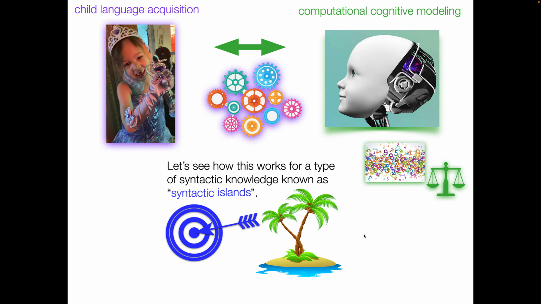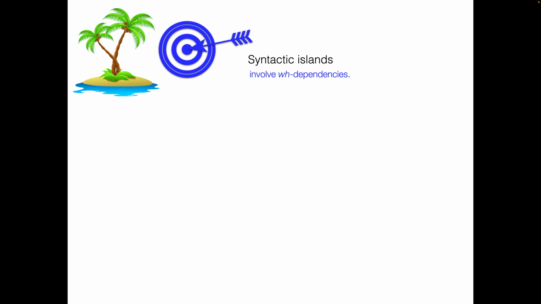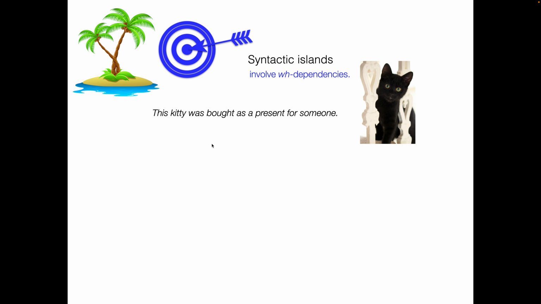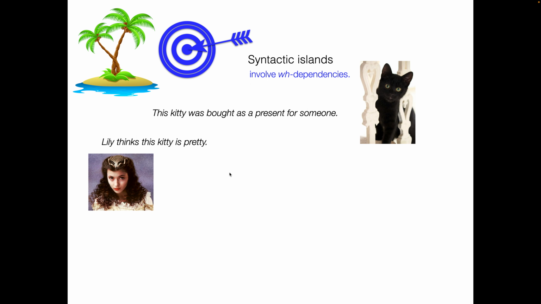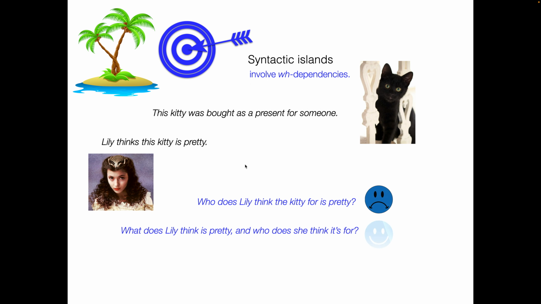Let's talk about syntactic islands. Syntactic islands involve what are known as WH dependencies. And so let's look again at that example I was talking about a little while ago. This kitty was bought as a present for someone, and Lily thinks this kitty is pretty. And so we might want to ask, who does Lily think the kitty for is pretty?